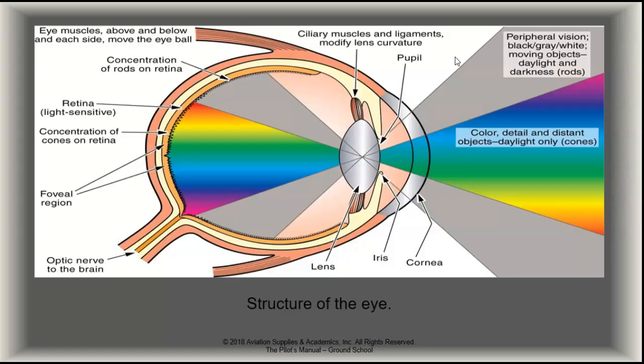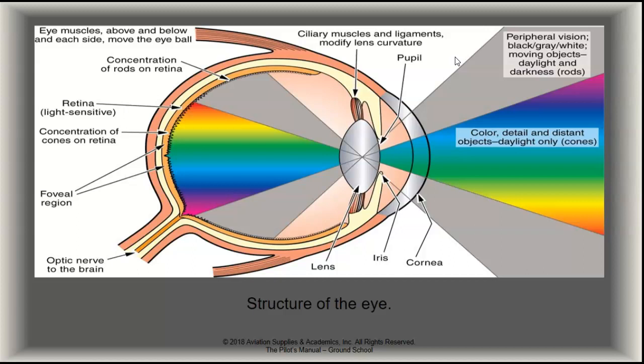Again, our visual system accounts for 90% of our spatial orientation, and our visual system's main organ is the eye. And the eye is a very complicated organ. The eye receives light through the pupil and focuses that light on the retina through a lens. The retina is made up of rods and cones.